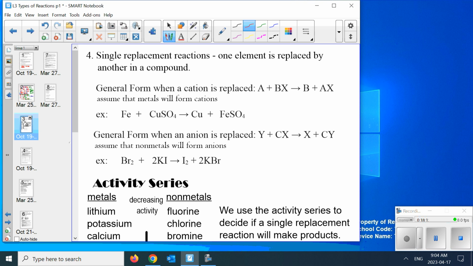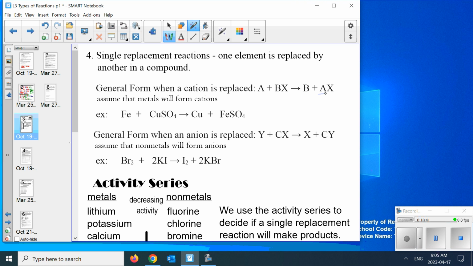Okay. Single replacement reactions, one element replaced by another in a column. The general form, when a cation, which is positive, is replaced, well, positive ions come at the start of the formula. So this is a metal basically. We assume a metal will form a cation. You see how A and B really switch places here? That's what's happening. A single thing comes in, pushes out the other.